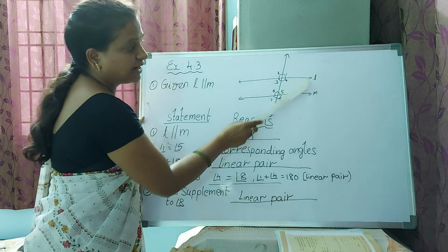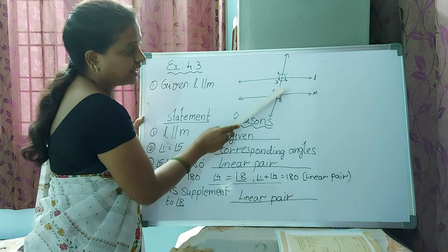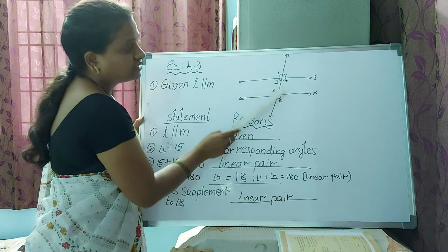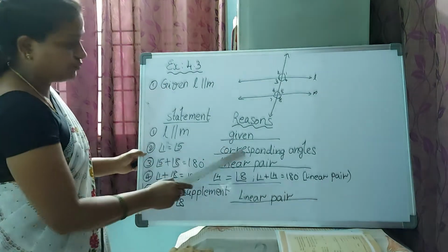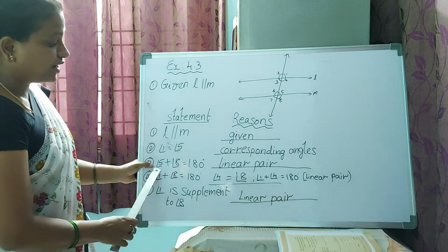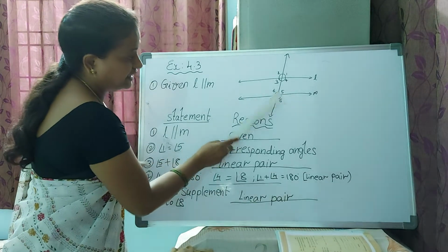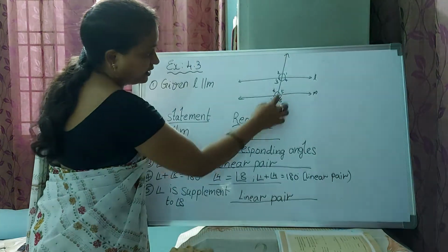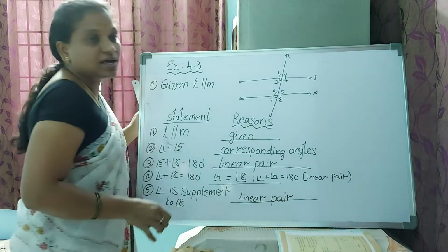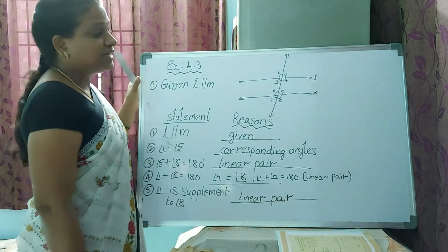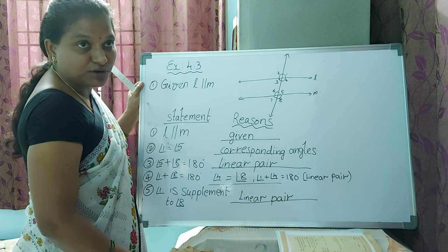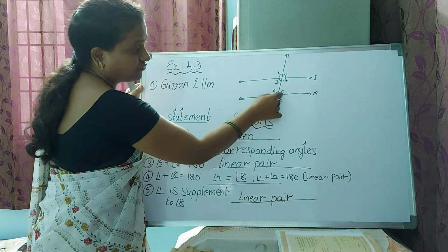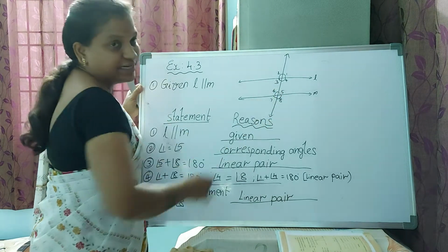If two lines are parallel, corresponding angles are equal. Angle 1 and angle 5 are corresponding, and angle 4 and angle 8 are corresponding. That's why angle 1 is equal to angle 5, corresponding angles. Next, angle 5 plus angle 8. Observe only this one, you forget all these other things. This is one line, and observe these two angles. These are a linear pair. What is a linear pair? The adjacent angles whose sum is 180 degrees, that means they are on the same straight line. They form a straight line. That's why we call it a linear pair.